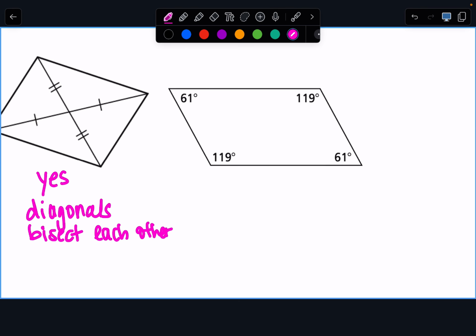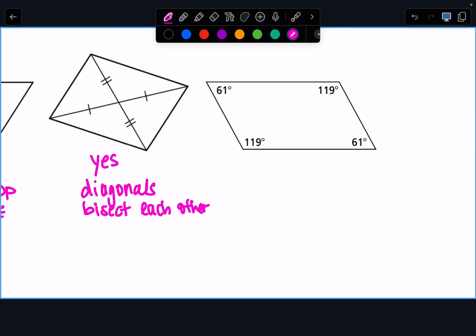Okay, and how about the fourth one? Our opposite angles are congruent.